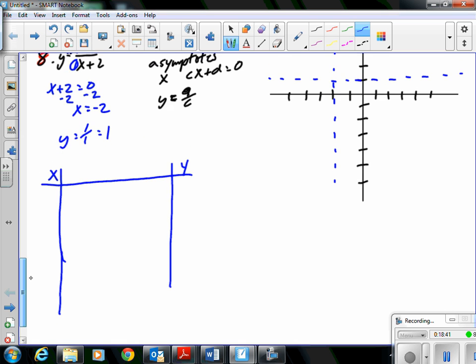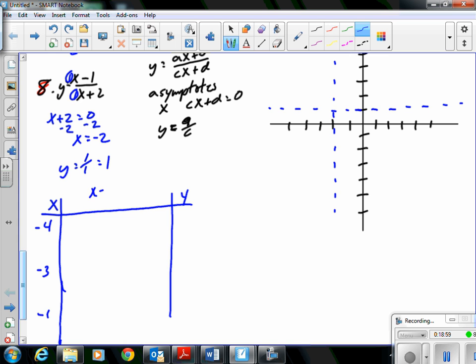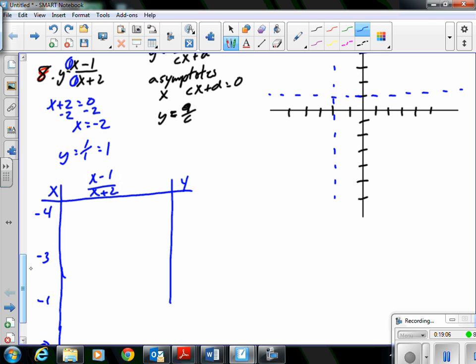So to the left of the vertical asymptote, it's going to give us negative 4 and negative 3. And to the right, we're going to have negative 1 and 0. And that into x minus 1 over x plus 2. So we got negative 4 minus 1 over negative 4 plus 2. So that'd be negative 5 over negative 2. So that'd be positive 5 halves.